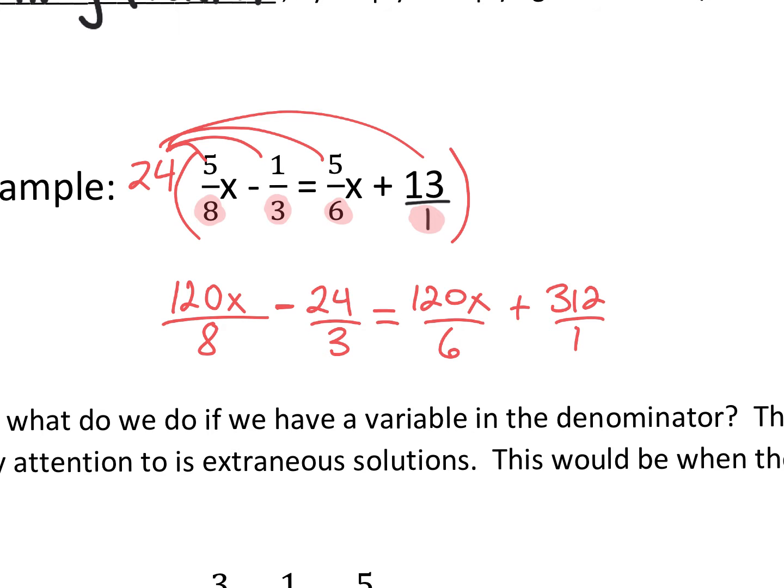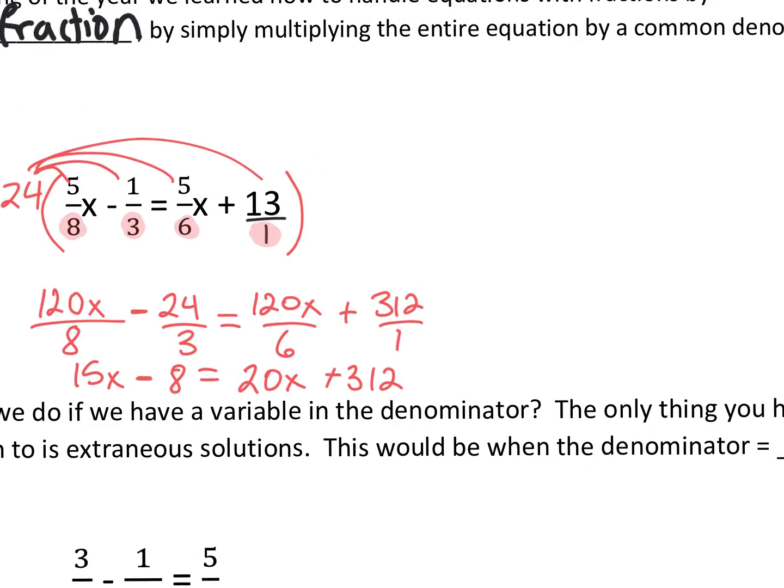These are all monomial terms. So 120 over 8. What's that going to simplify to? What is 120 divided by 8? 15. 15x, okay. Minus 24 divided by 3, 8. Equals 120 divided by 6, 20x, and then 312 divided by 1, we know that's just going to be 312. Can we solve an equation that looks like that now?